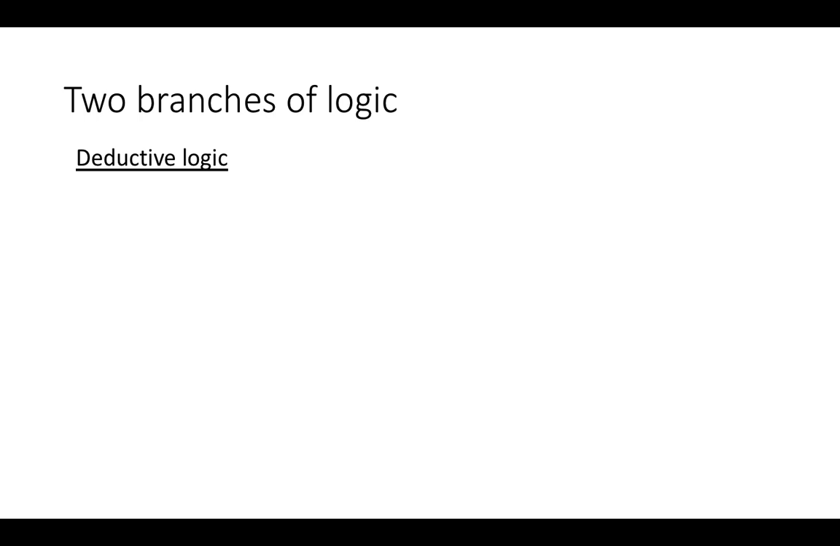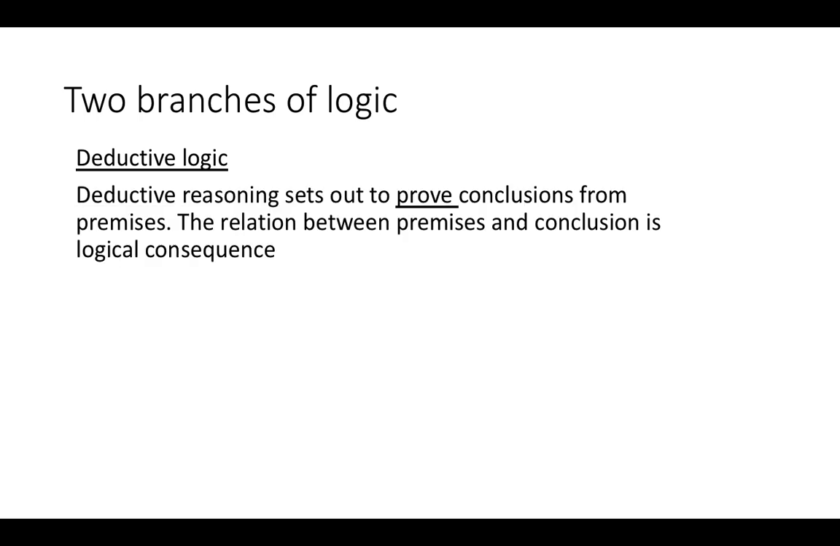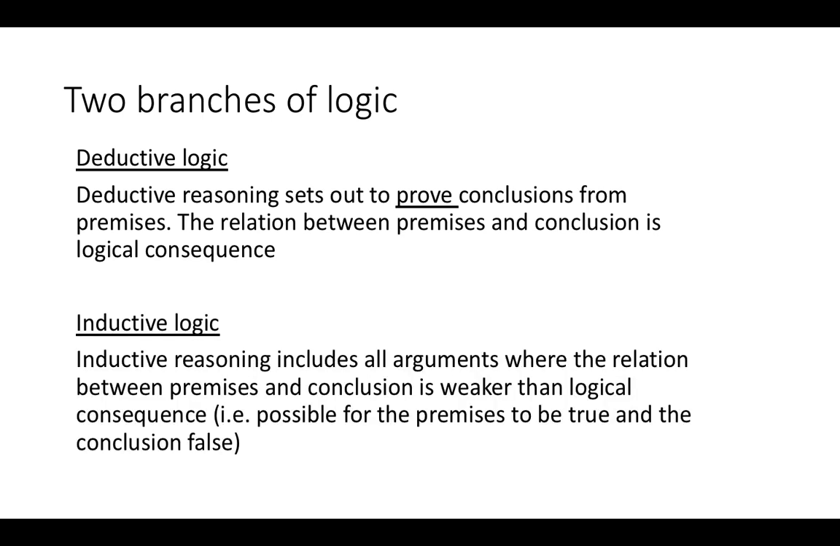Deductive logic, deductive reasoning sets out to prove conclusions from premises. The relation between premises and conclusion is logical consequence. And in contrast, we have inductive logic. Inductive reasoning includes all arguments where the relation between premises and conclusion is weaker than logical consequence, i.e. it actually is possible for the premises to be true and the conclusion false.